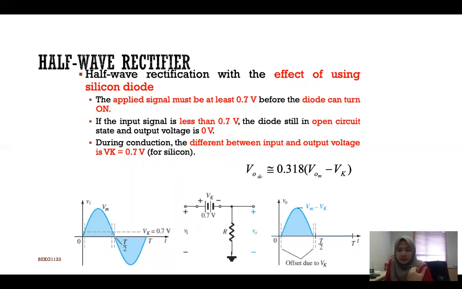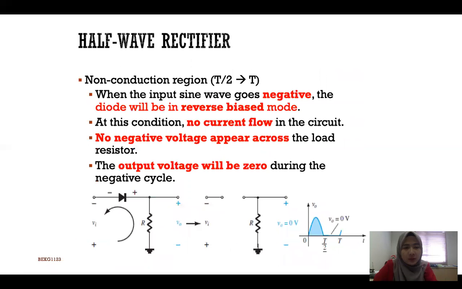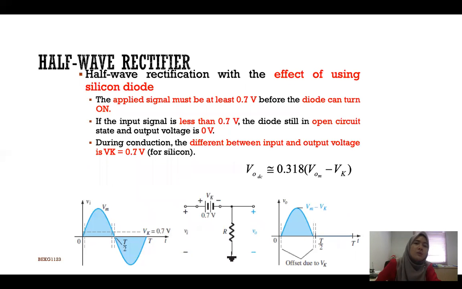So the previous circuit is a half-wave rectifier without the effect of a silicon diode, because for this diode over here, we don't know whether it's silicon or what material. So we assume no effect of a silicon diode. We assume it as 0 volt. But what happens if we have the effect of using a silicon diode?